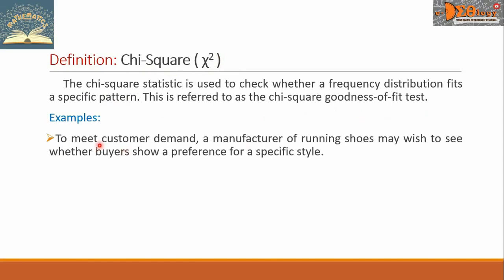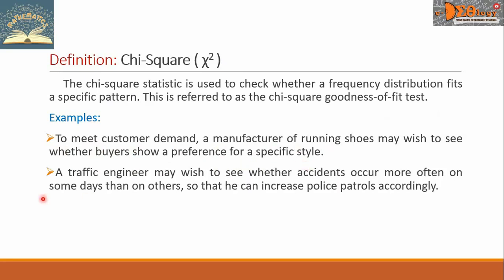For examples, the first one is, to meet customer demand, a manufacturer of running shoes may wish to see whether buyers show a preference for a specific style. Another example, a traffic engineer may wish to see whether accidents occur more often on some days than on others, so that he can increase police patrols accordingly.